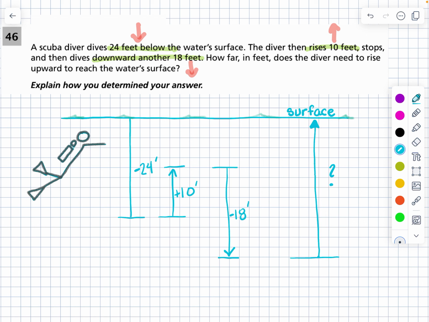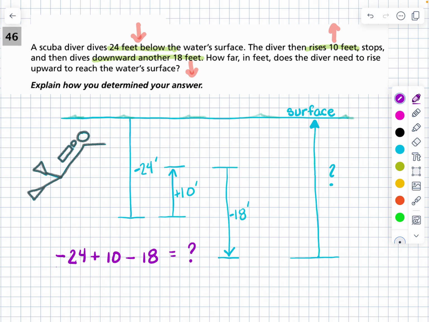Okay, so let's start solving this problem. I'm going to create an equation here, 24 feet down, and you could have just done this part and not done the drawing like I did. But it's down 24 feet. I'm going to leave off the tick mark. And then we're going to go back up 10 feet. And then we're going to go back down 18 feet. And that equals what?